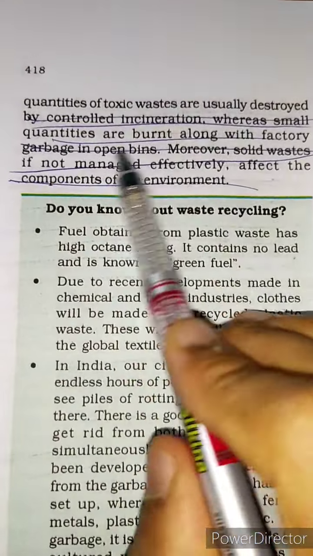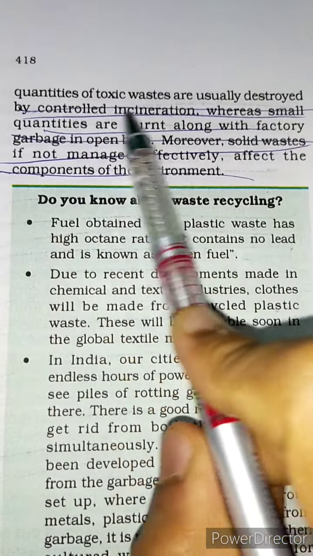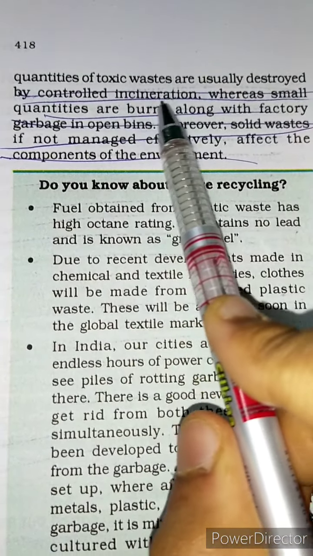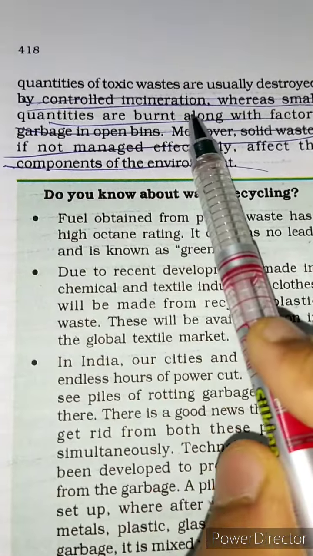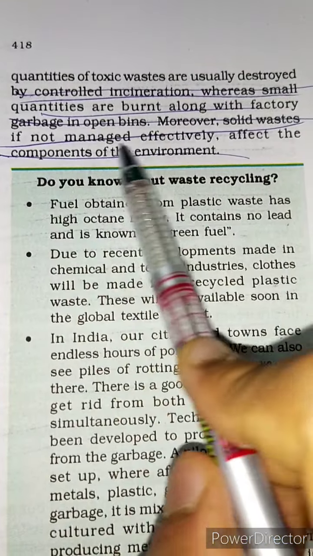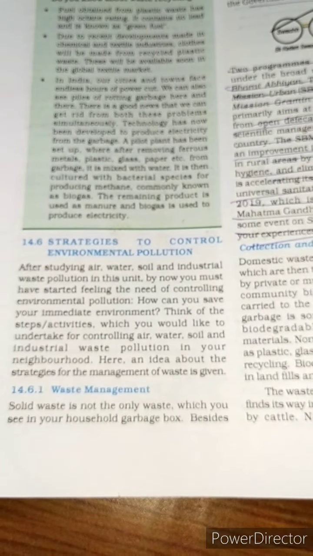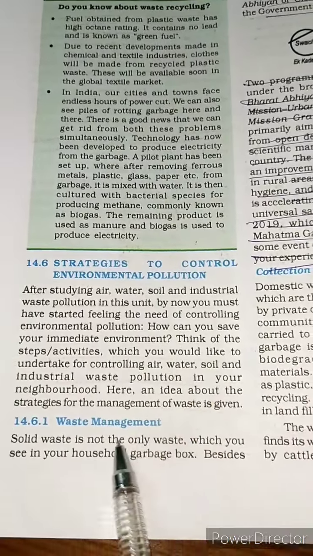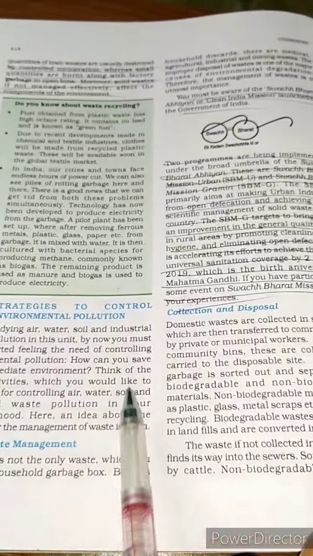Now the large quantities of toxic waste are usually destroyed by controlled incineration, whereas small quantities are burnt along with factory garbage in open bins. Solid waste, if not managed effectively, affects components of the environment. Now let us study the strategies to control environmental pollution. First one is waste management.